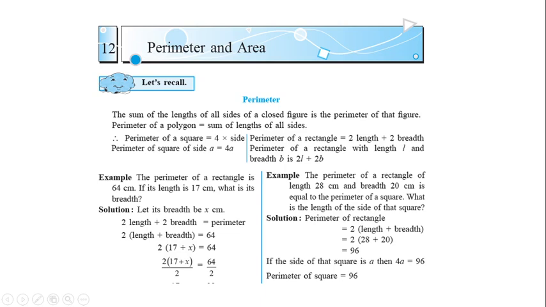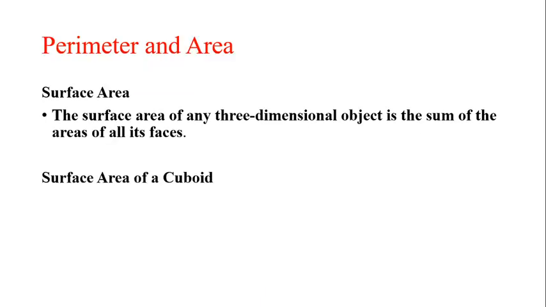Dear students, we have already covered a few points. Those are the perimeter of a square and a rectangle, the area of a square and a rectangle, and the area of a right-angled triangle. Today we will start with the new point, that is the surface area. The surface area of any three-dimensional object is the sum of the areas of all its faces. Today, we will start with surface area of a cuboid.